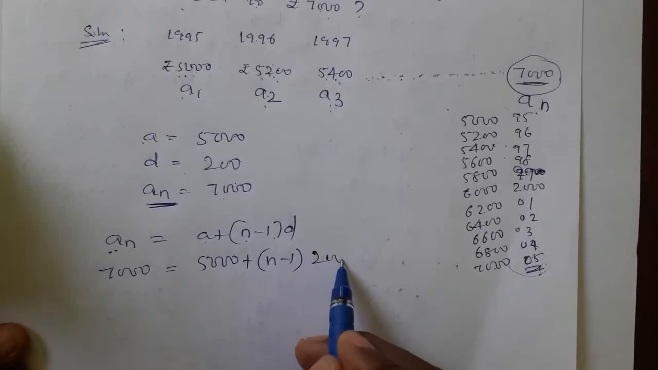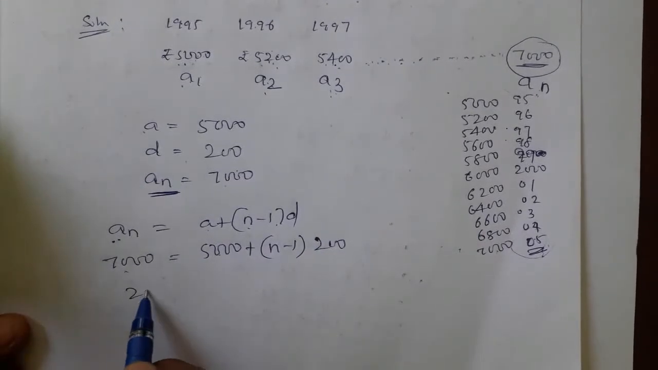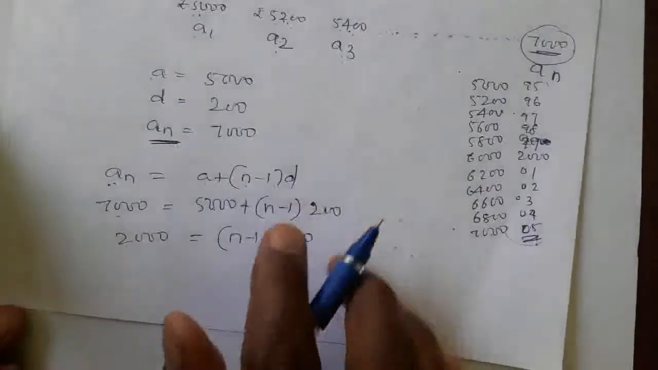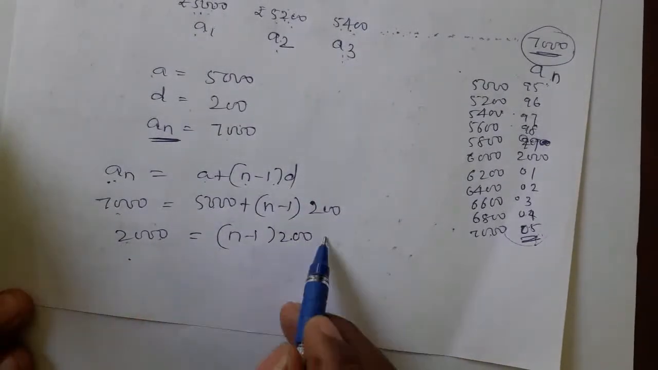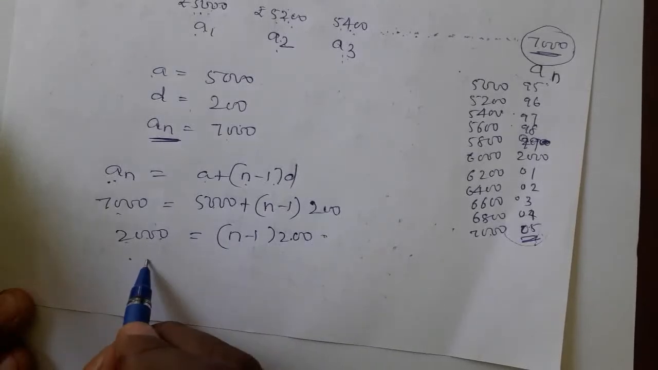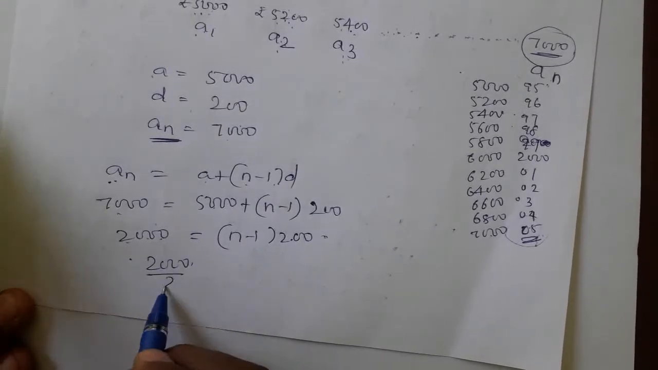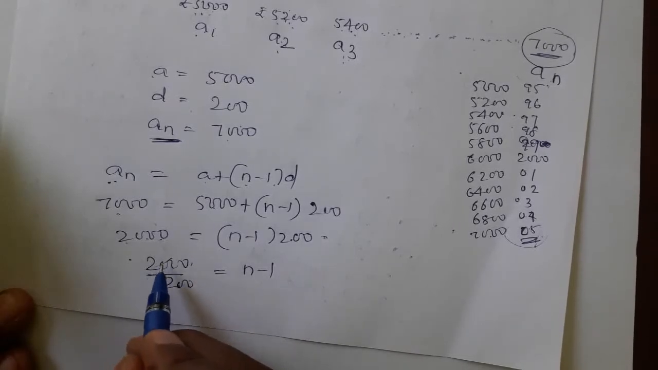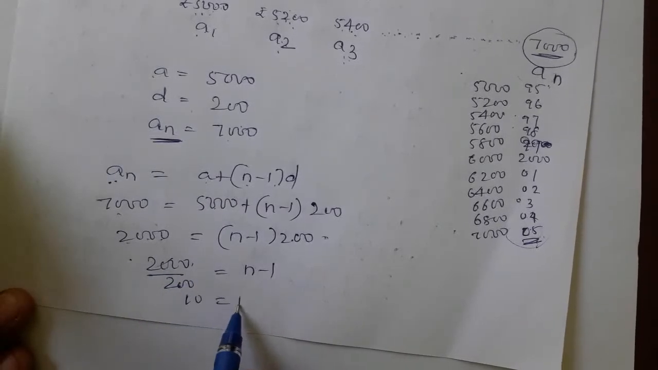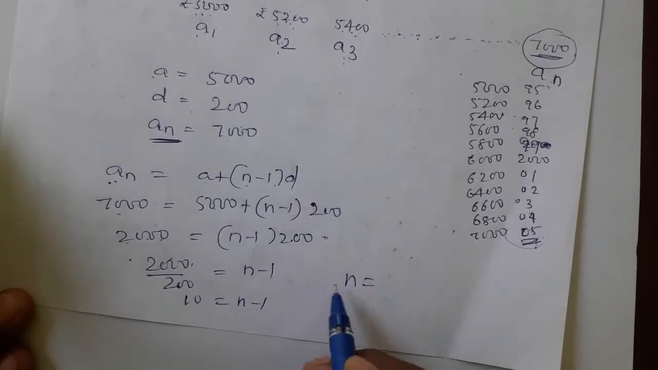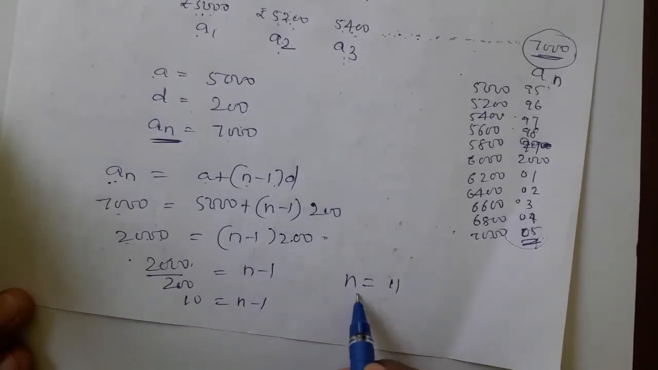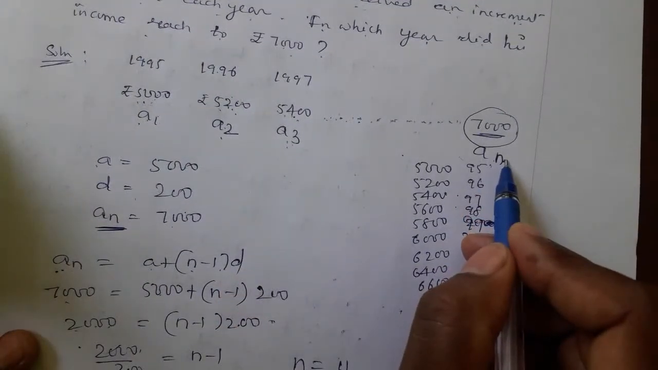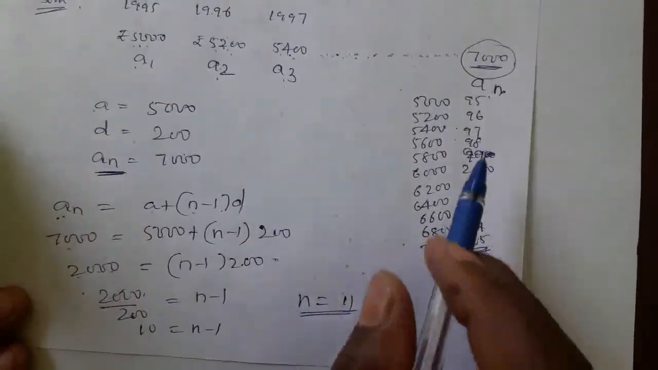D is 200. Bring 5,000 to this side, it becomes 2,000 equal to N minus 1 into 200. Now shift 200 to this side: 2,000 by 200 is equal to N minus 1. 200 gets cancelled, we get 10 is equal to N minus 1. Then N is equal to 10 plus 1, shifted this side, 11. So he will get 7,000 rupees in the 11th year.